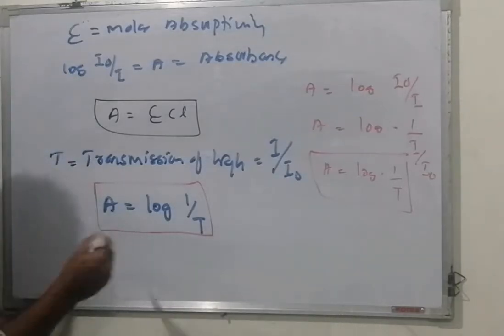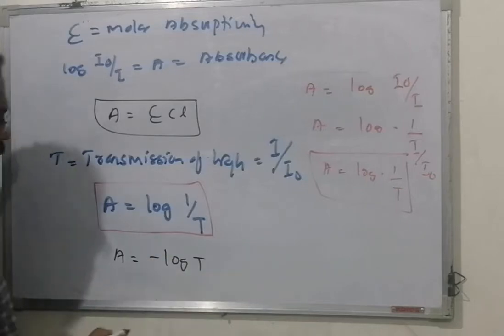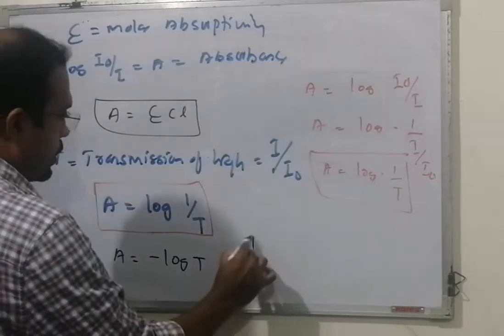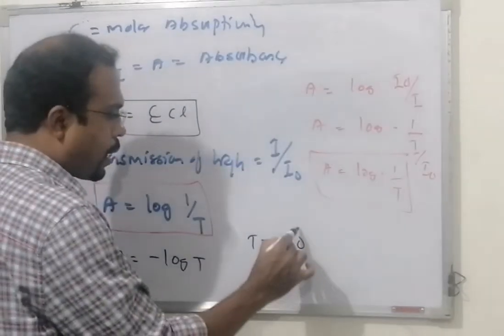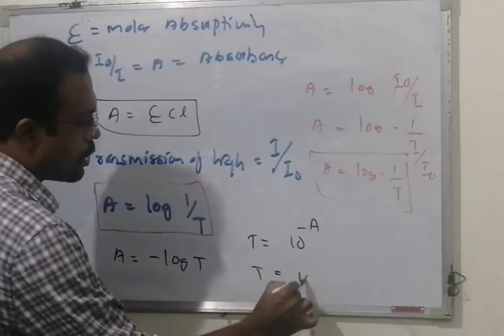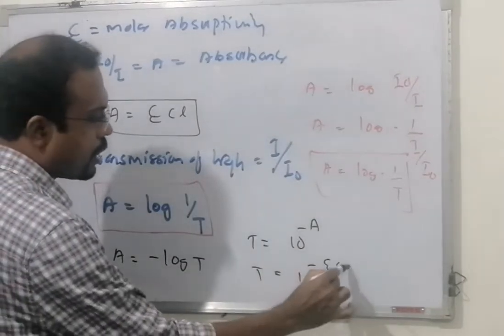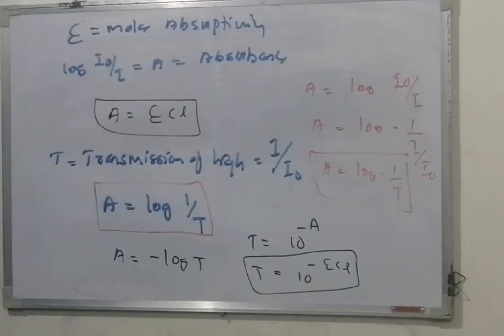Or we can write like this: A is equal to minus log T. Or T is equal to antilog, 10 raised to minus A, or T is equal to 10 raised to minus epsilon c l. This is also the relation of transmission.